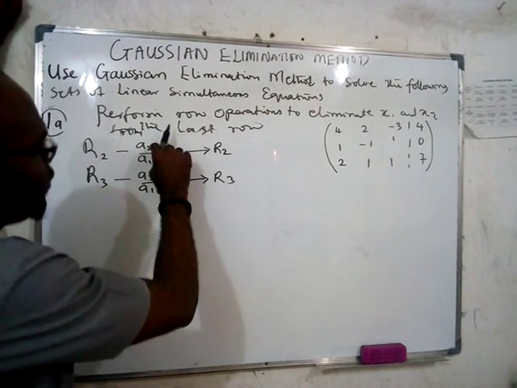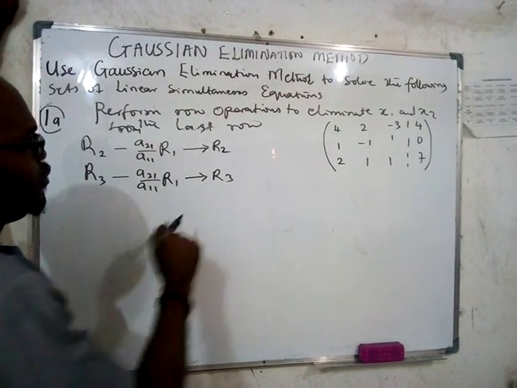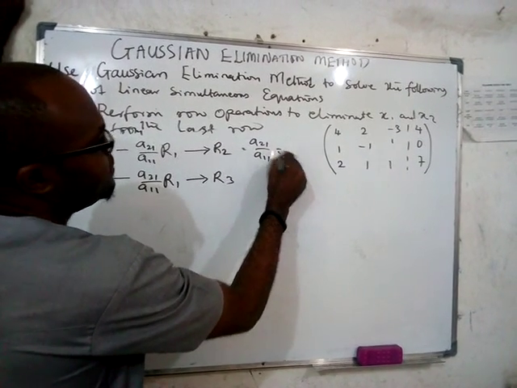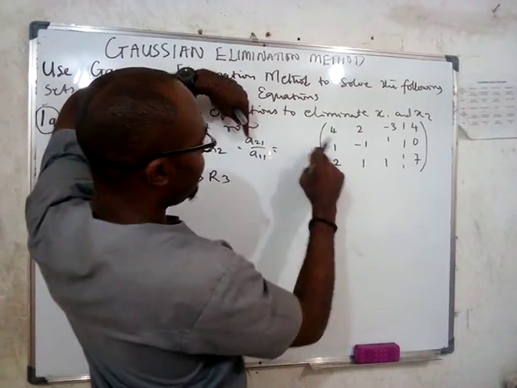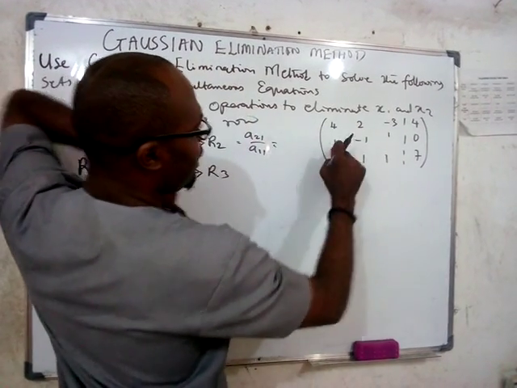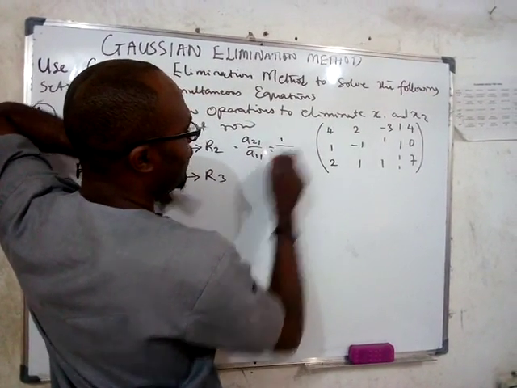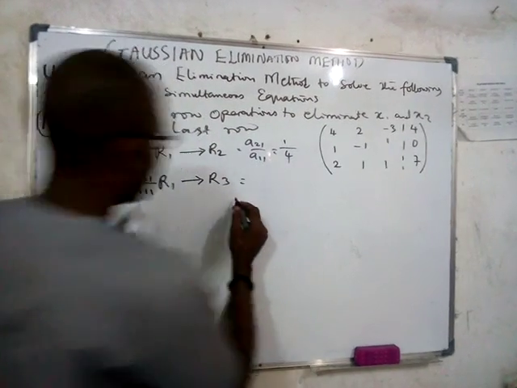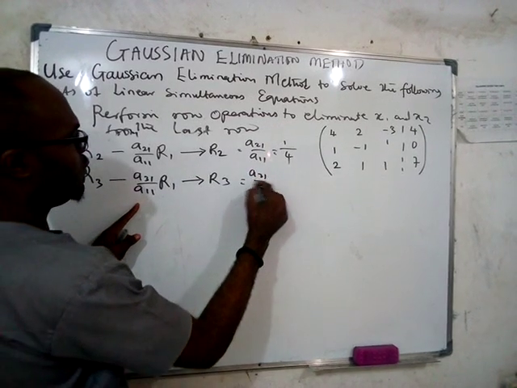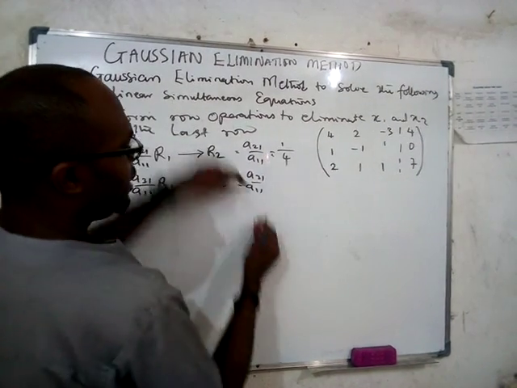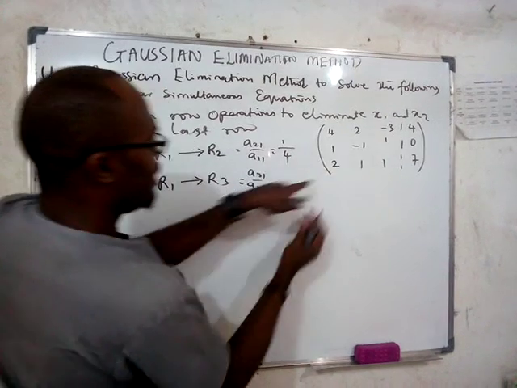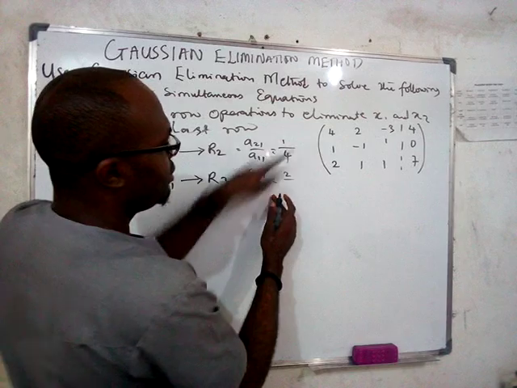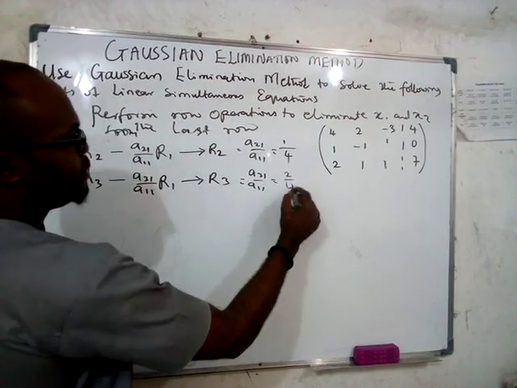But before we do that, it's always good that you find these factors so that it will be easier for you. So what is a21 over a11? This is the line a2. So a21 is this first one, 1, all over a11, which is this first one, 4. Then you also ask yourself, what is a31 over a11? This is the A3 line, A31 is this, which is 2, all over a11, also 4. So that is what you have.